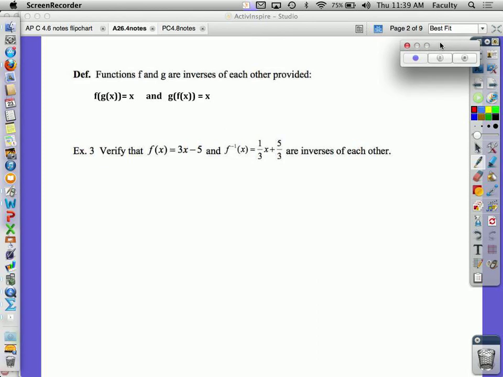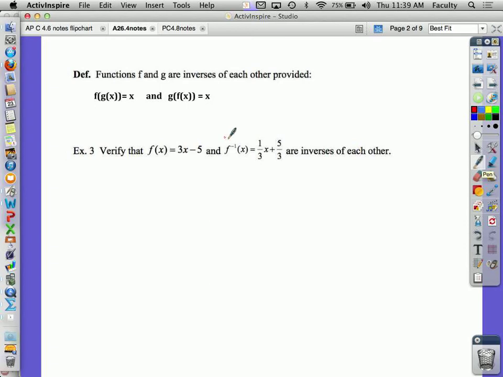All right, yesterday we were up to this point, the definition. F of g of x equals x and g of f of x equals x. So in example three, it says verify that f of x and f inverse of x are inverses of each other. If it bothers you with this f inverse, we can just call it g of x. So verify means we're going to do f of g of x and g of f of x.